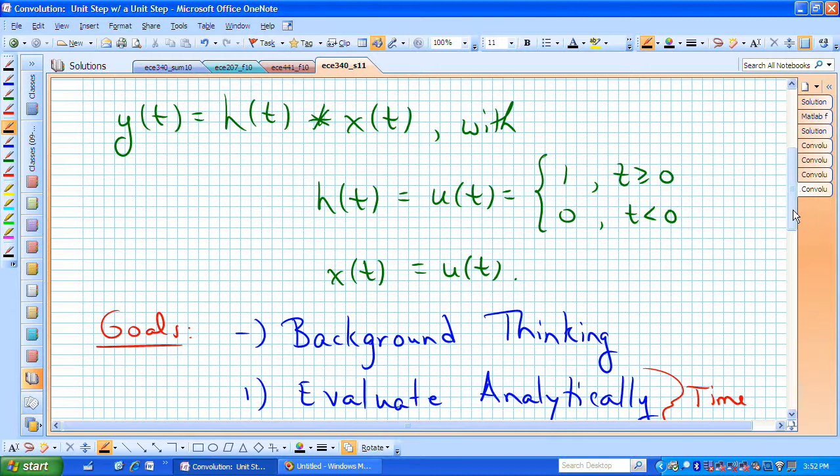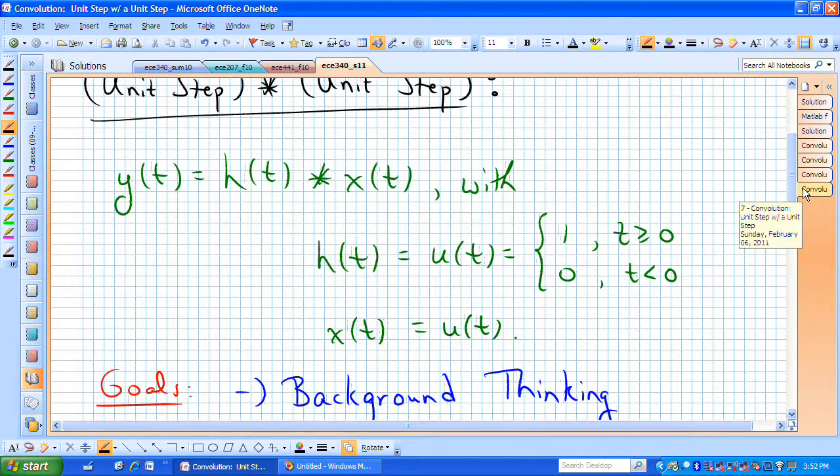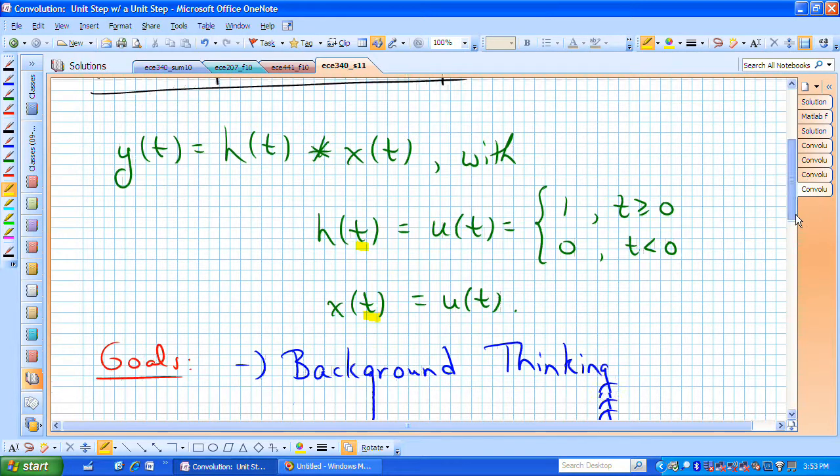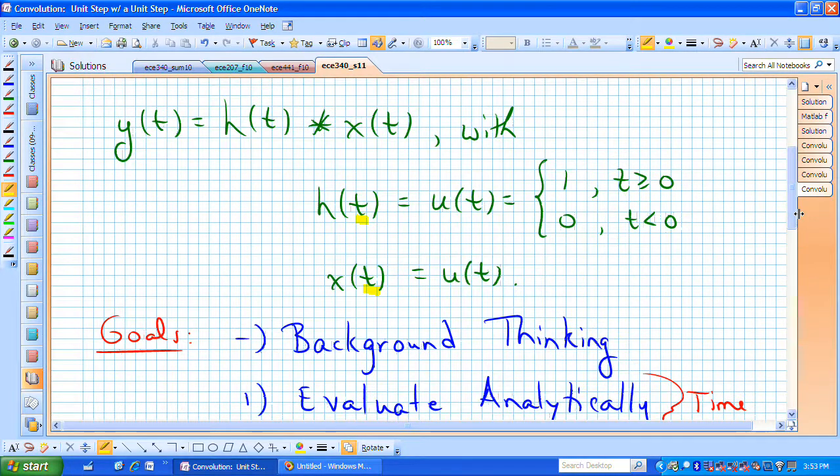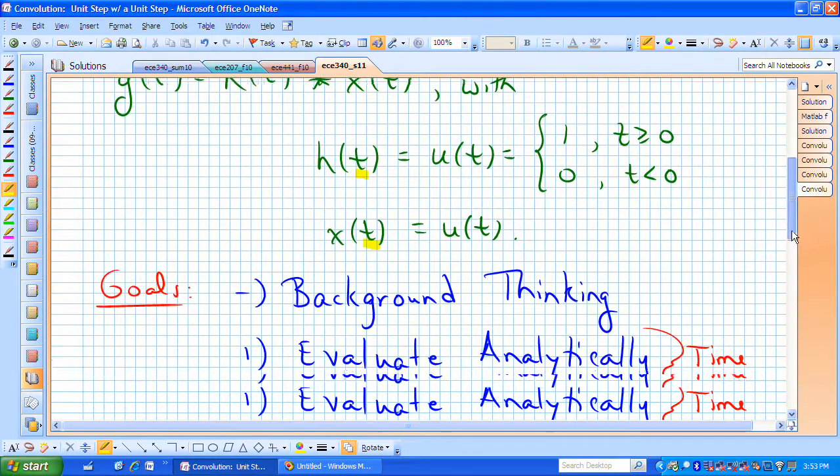Here's what we have then. We have y of t is h convolved with x, where h and x are both these unit steps. Whenever the argument of h and x is positive, the waveform assumes a value of 1, and when it's negative, it's 0. In particular, I should say when the argument is non-negative, it's 1, and when it is negative, it's 0.